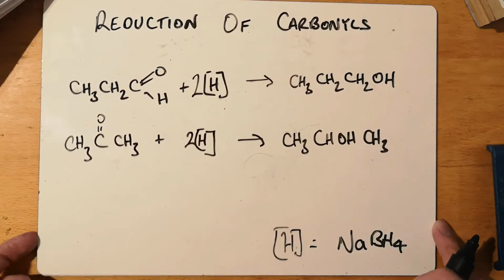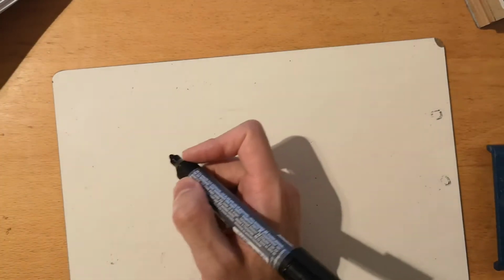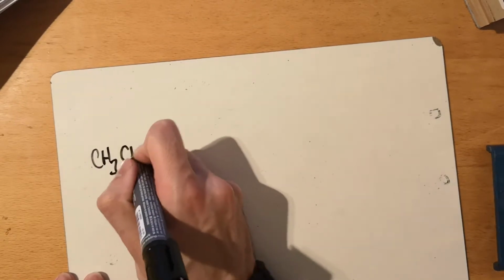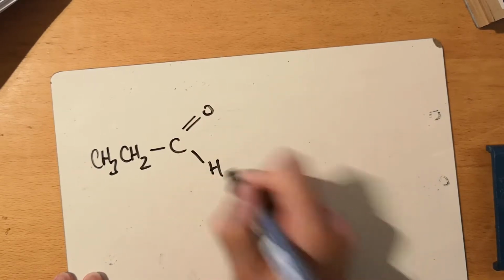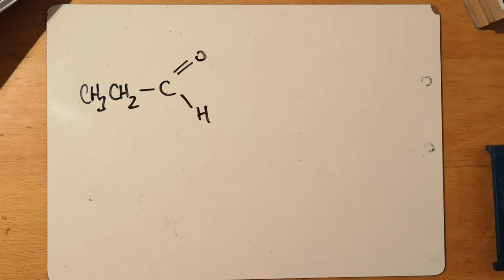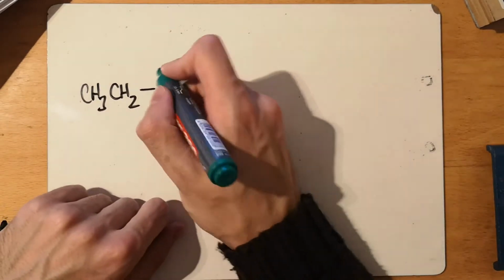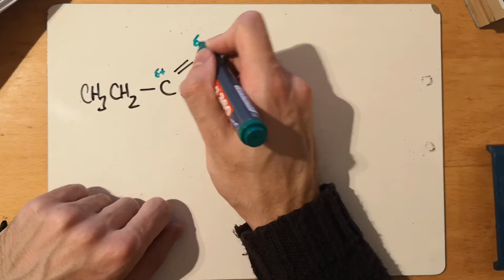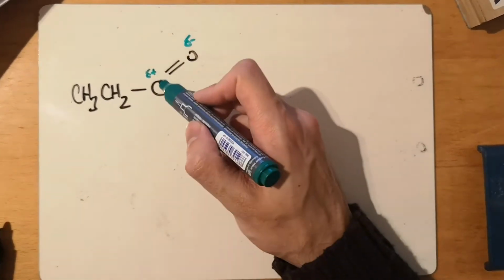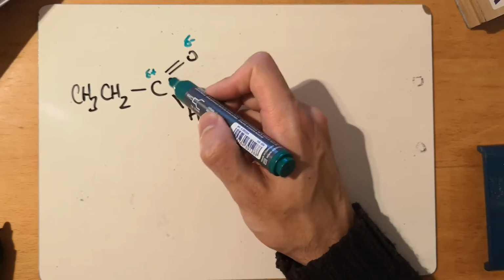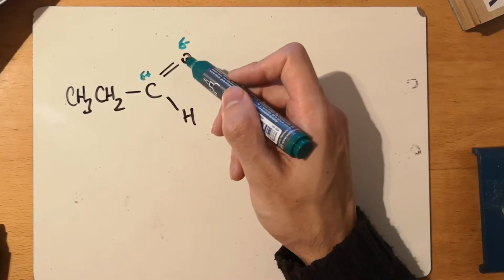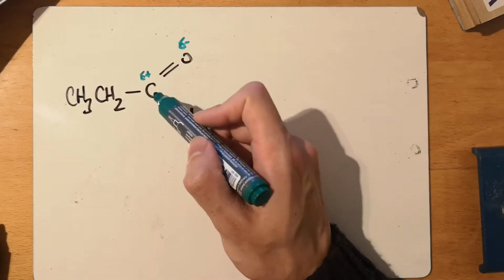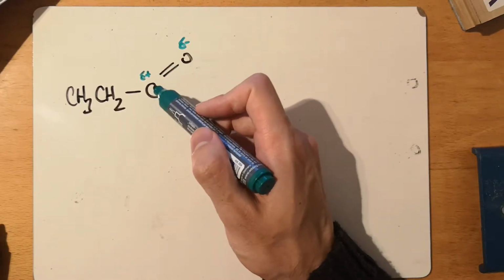Now this has a mechanism we need to learn. So we have our CH3CH2, and that's bonded to our aldehyde. We'll do it for an aldehyde first. So what we have first of all is a dipole. Oxygen, very electronegative, withdraws the electron density from this bond, pulling it towards the oxygen, making it slightly negative. Because this is having electrons pulled away from it, it becomes slightly positive.